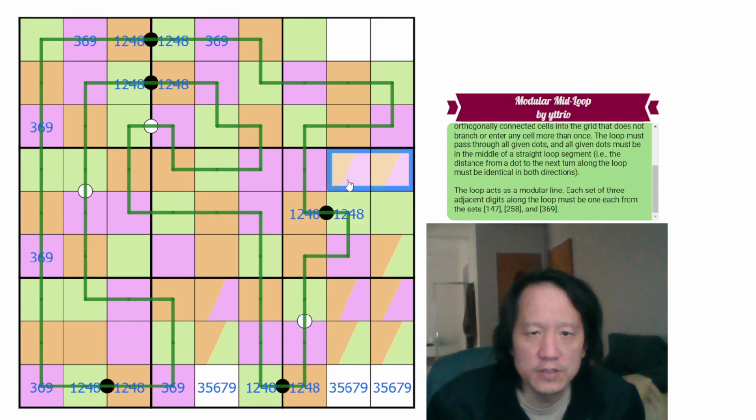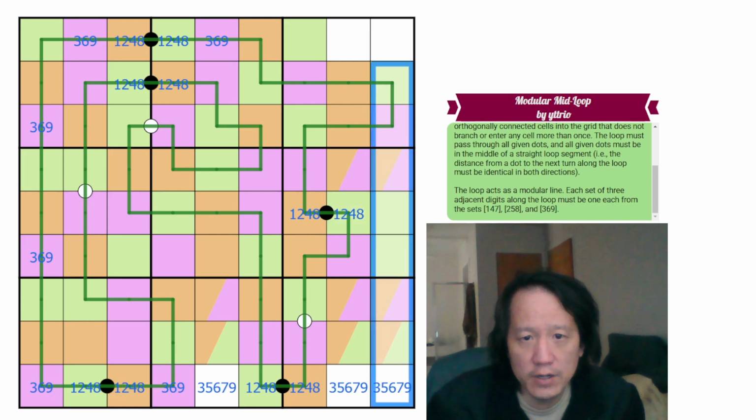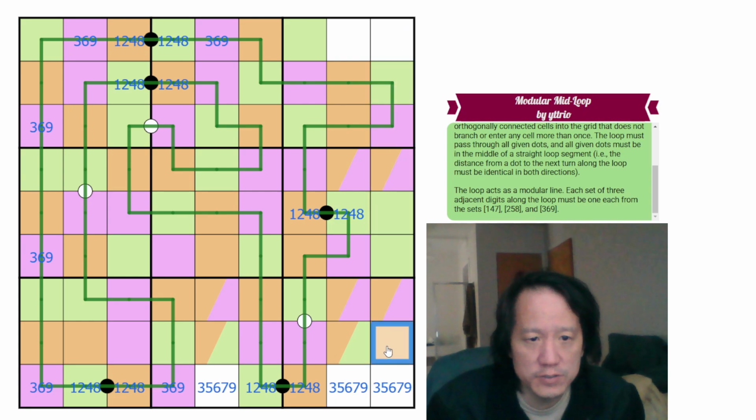We have 2 greens. This can't be green. This has to be a green. So that's 3 greens. We have 3 greens now in column 9. So the rest cannot be green. Therefore, this can't be green. This must be orange, which means neither of these can be. We have 3 oranges in row 8. So this can't be orange, and this can't be orange.